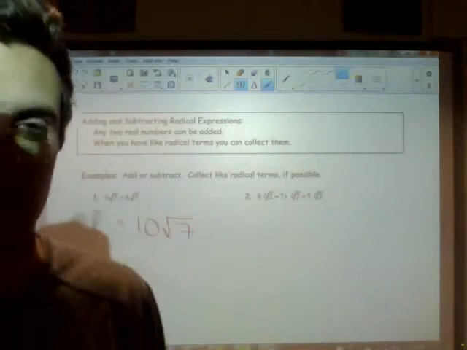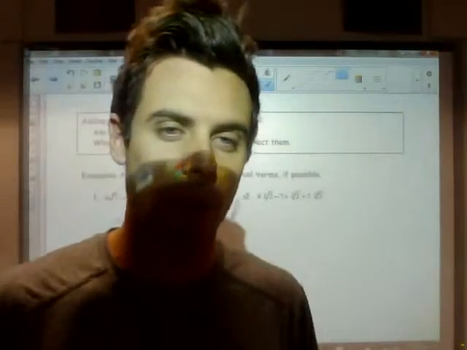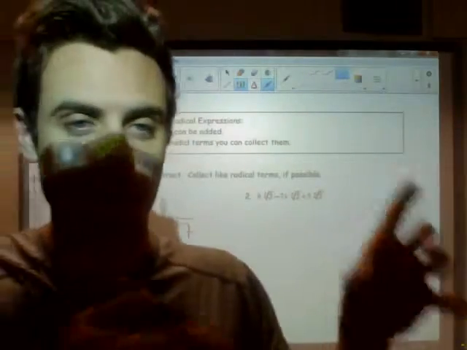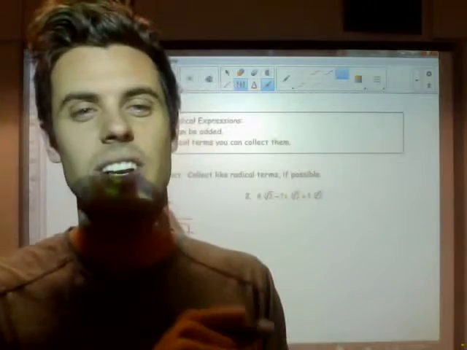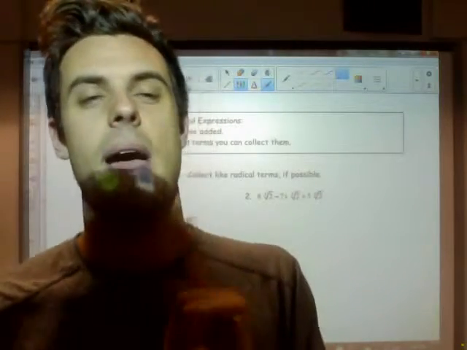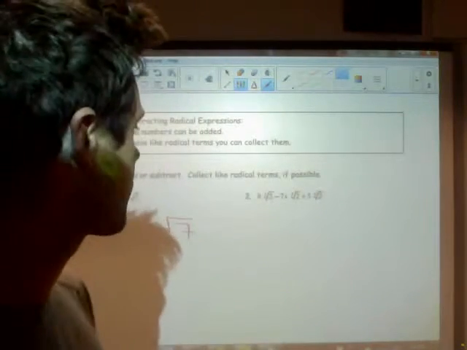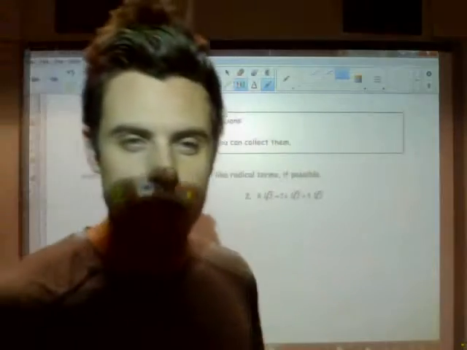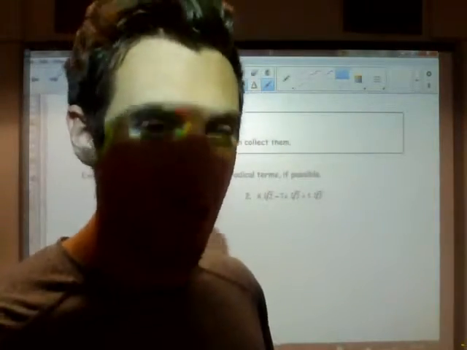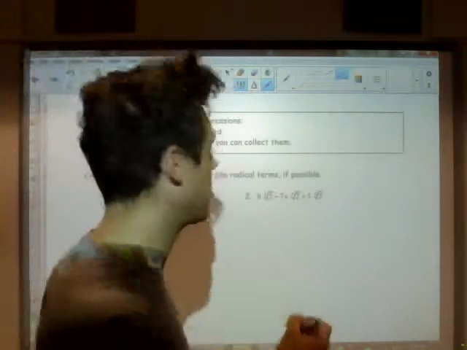You don't add the insides like you would if you were multiplying. When we multiply them, we multiply the insides. Here, adding or subtracting, those insides are going to stay the same. First things first, on this example number 2, cross out the x after the 7 because that's not supposed to be there.